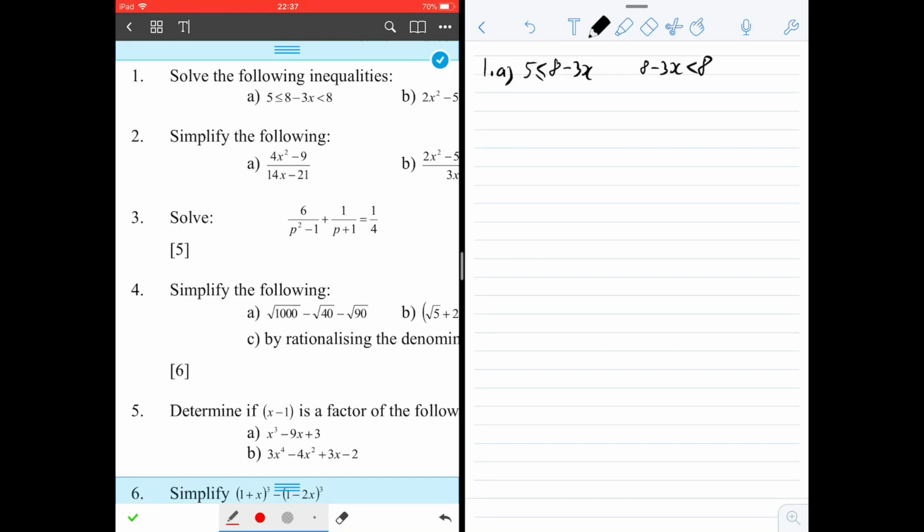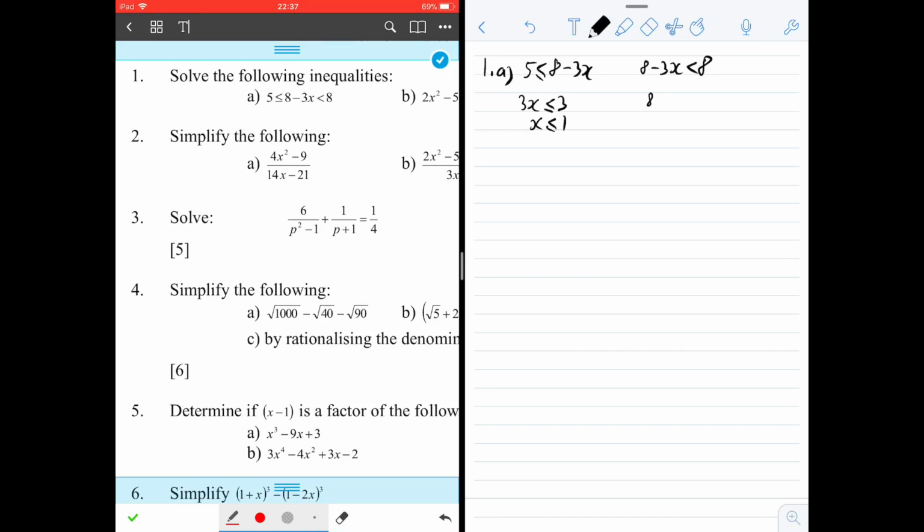So here are my two separate inequalities. I'm going to solve them both. To make life a bit easier, make a positive amount of x. Notice I'm keeping it less than or equal rather than forgetting and going to less than.